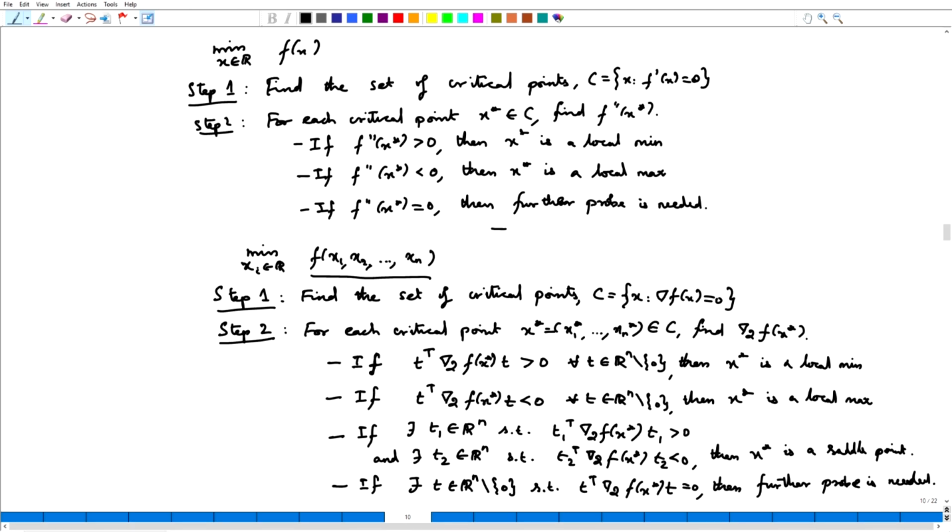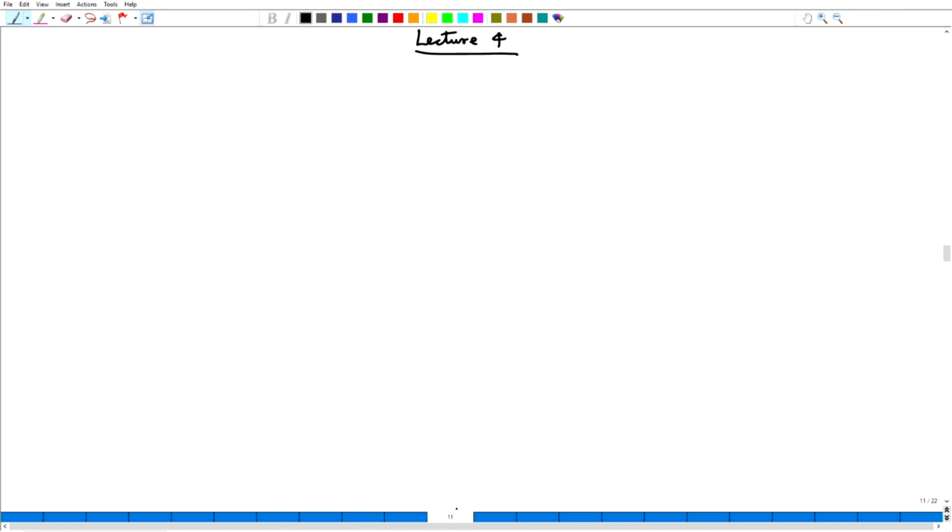Okay. So, let us look at some examples, for each of these cases where the critical point is a local min or a local max, a saddle point, or further probe is needed. Okay. All right. So, recall that we are actually minimizing f of x, where x is actually the vector x1 to xn. Okay. Let us start with certain examples.